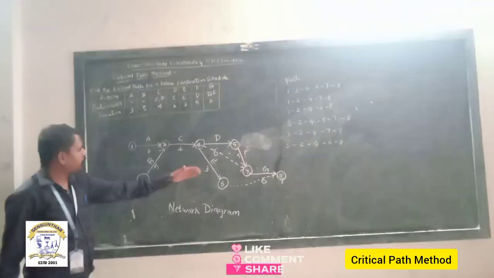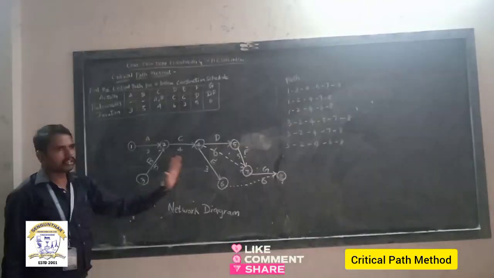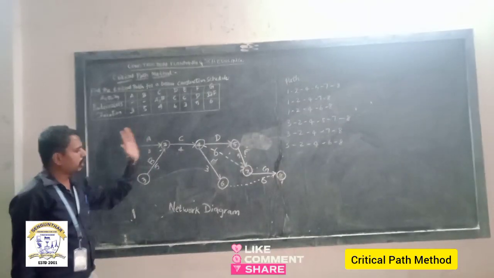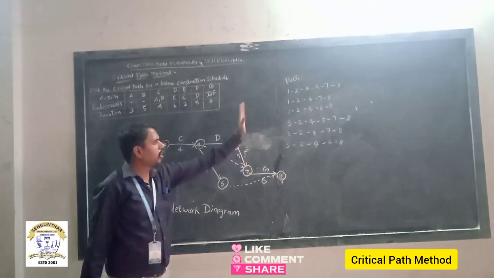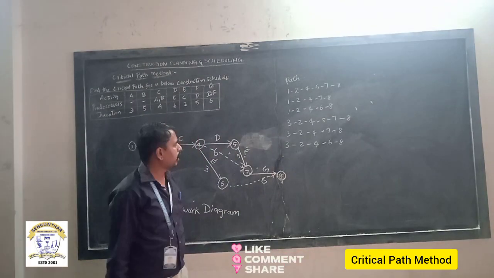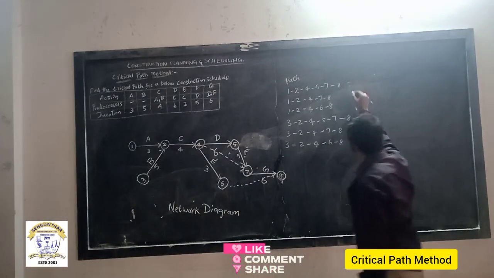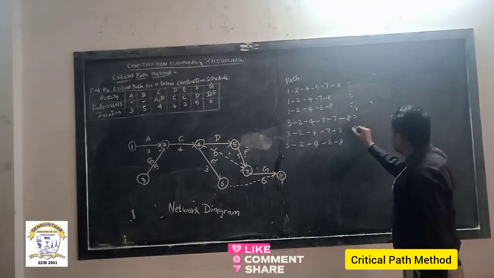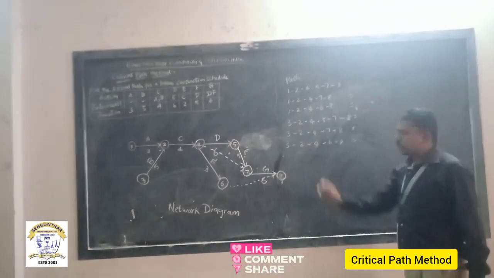So likewise, we have to find out how many paths there are, starting from the first activity and ending at the last activity. So in this particular problem, there are 6 paths, right? First I named the path, then I have to add the path duration for its respective activities.